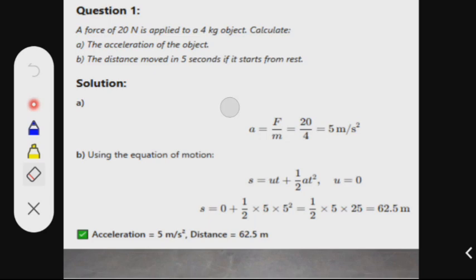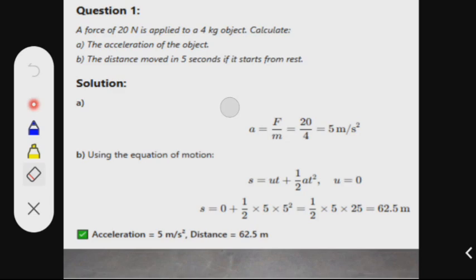So for this, they asked us first for the acceleration, and we know that it's the second law. Next, they're asking us for the distance moved in 5 seconds if it starts from rest. They've given us force and mass, so from these two we can get the acceleration, and we get our question A. Now we have force, mass, and acceleration. So now they're asking us for distance for our question B.